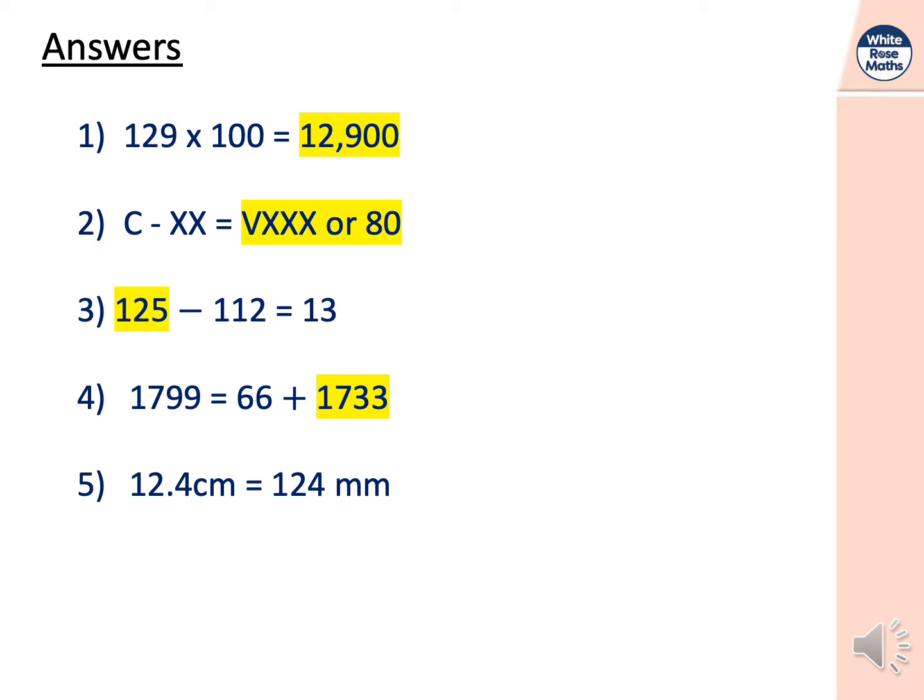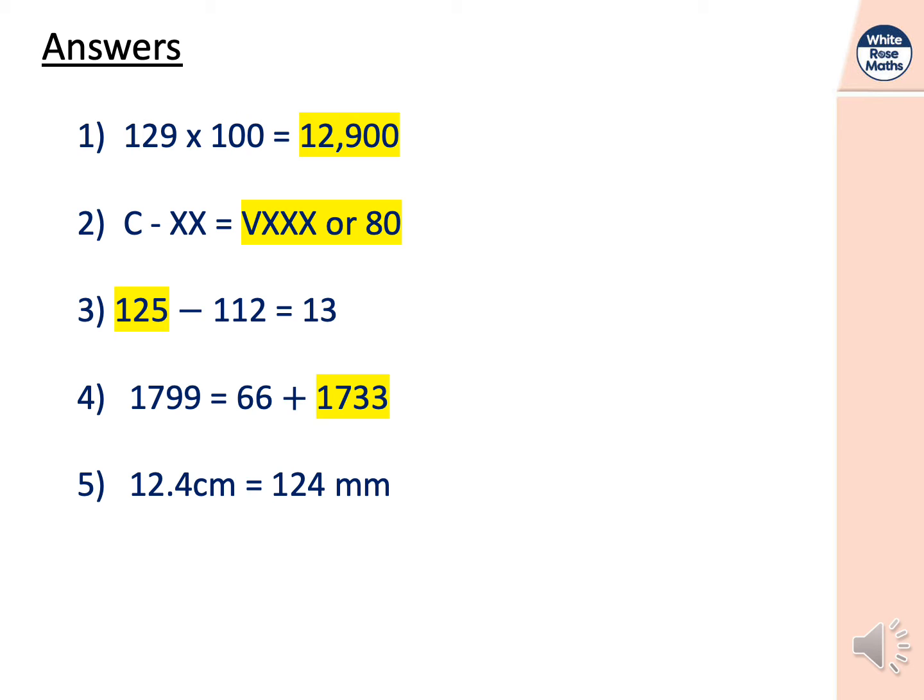Okay, let's see what kind of time you got. Let's see if you got the answers right as well. 129 times 100 is 12,900. You move the numbers by 2 place value places. Because you are timesing, they get larger. Question 2, C is 100, XX is 20, so 100 take away 20 is 80.